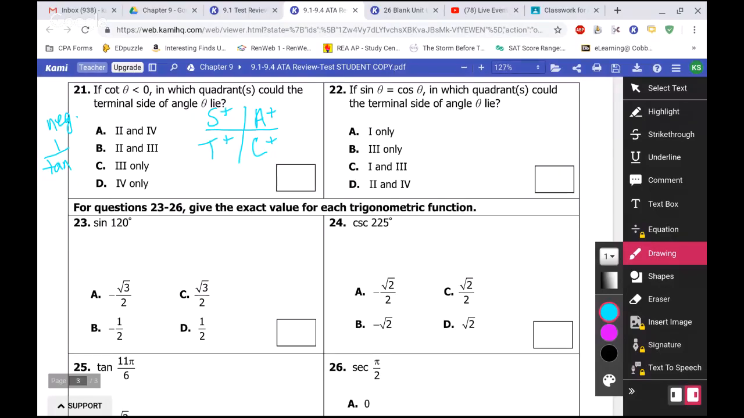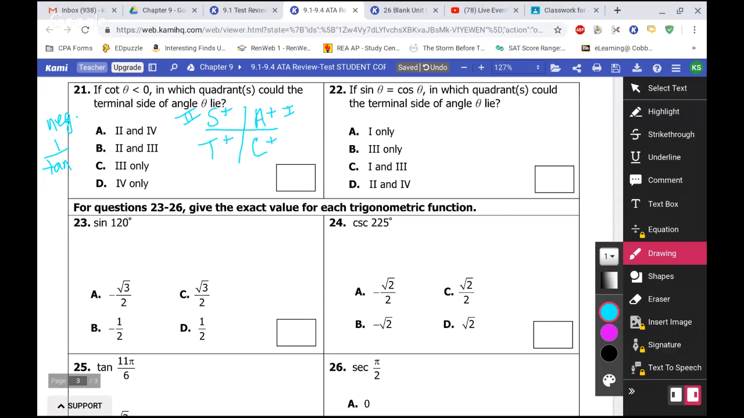But what we're looking for is all the places where tangent is negative. So all of the trigonometric functions are positive in quadrant 1. Sine is positive in 1 and 2. So what we're looking at, we absolutely know that tangent isn't going to be negative in quadrant 1. So that's not going to work.